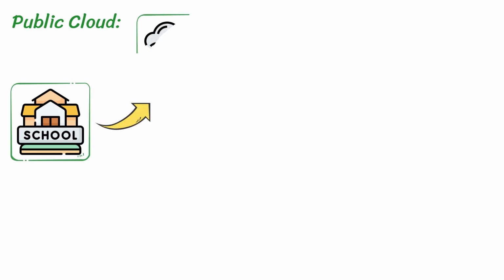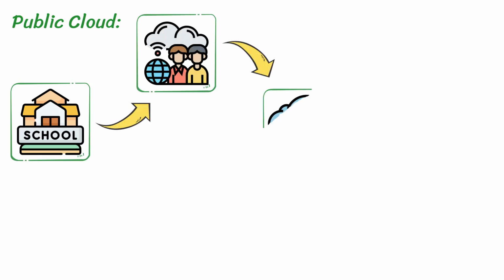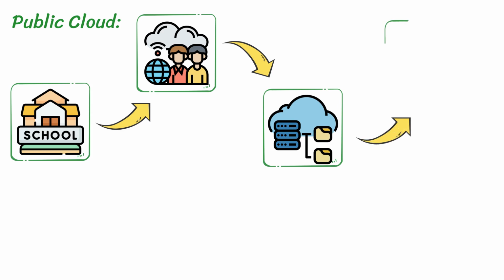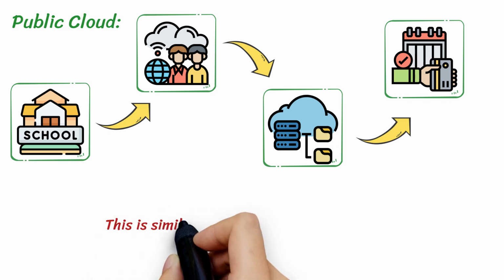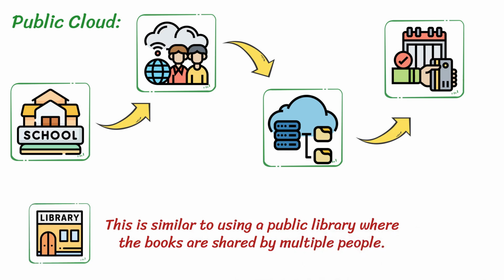The school's department decides to use a public cloud provider to store and manage their data. The school pays a monthly or annual fee to the cloud provider for their services, and the data is stored on the provider's servers that are shared with other organizations. This is similar to using a public library, where the books are shared by multiple people.